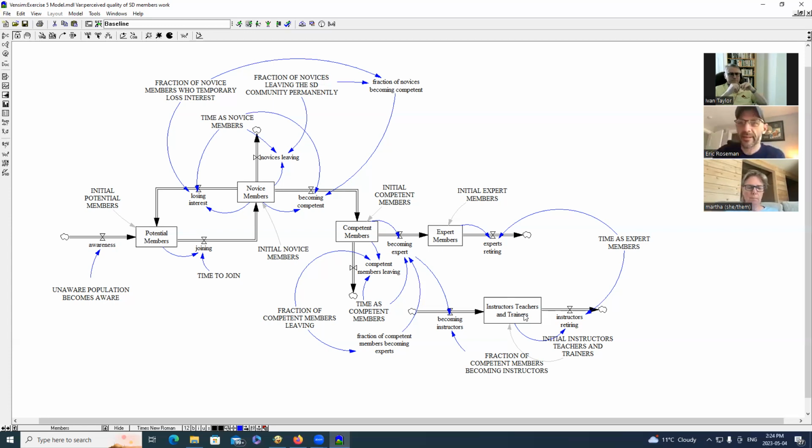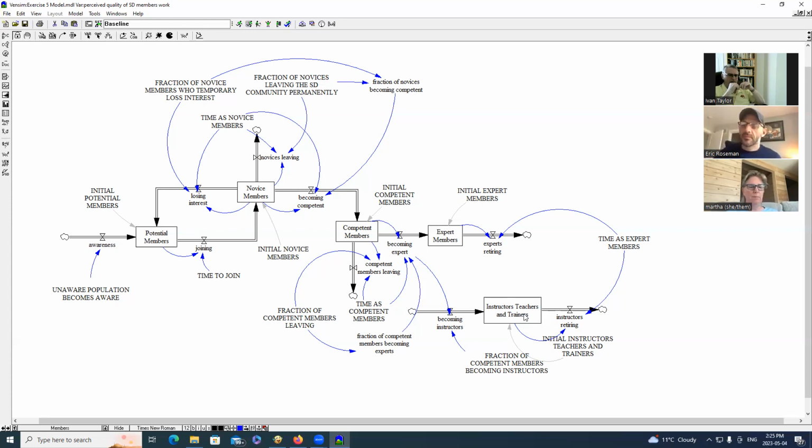Like if you're looking at time to join, is that as relevant for a volunteer as it is for a potential member? Is a fraction of novice members who are volunteers who temporarily lose interest? Let's talk about what would cause a volunteer to lose interest. I think the equations are going to be a little bit different because volunteers already have that connection to the system. So it might be good to go over all the independent parts of this model and find out if it holds up under a volunteering system.